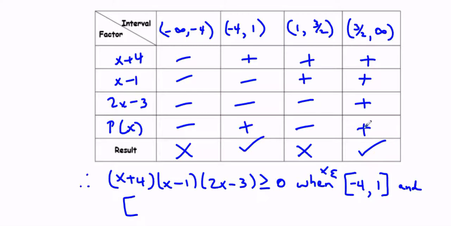3/2, so this was another one of our positive results. 3/2 to infinity. Round bracket always for infinity, but square bracket for the 3/2, because if I put 3/2 in here, this factor becomes 0, and 0 will equal 0. Okay, I hope you're following that.